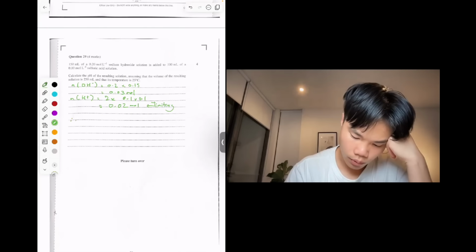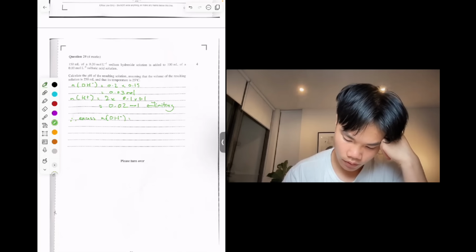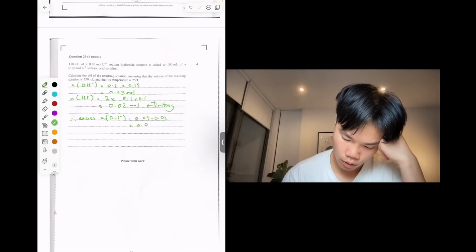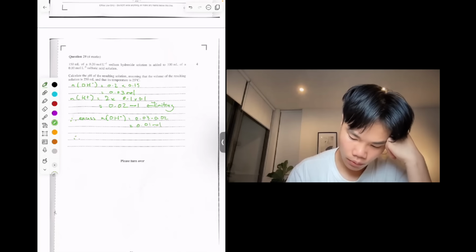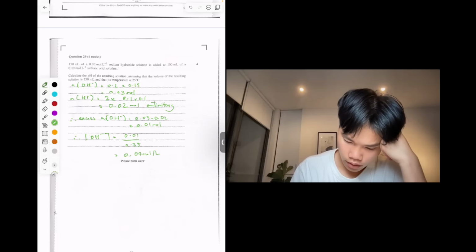Limiting, and therefore excess moles of OH minus is equal to 0.03 minus 0.02, which is equal to 0.01 moles excess. Therefore, the concentration of OH minus is equal to 0.01 divided by 0.25, which is equal to 0.04 moles per liter. And this is your concentration of hydroxide.